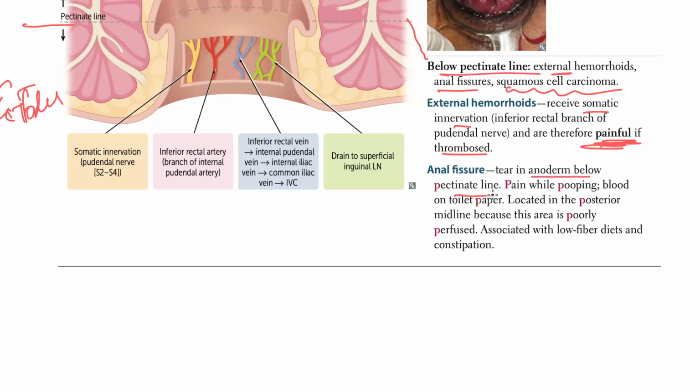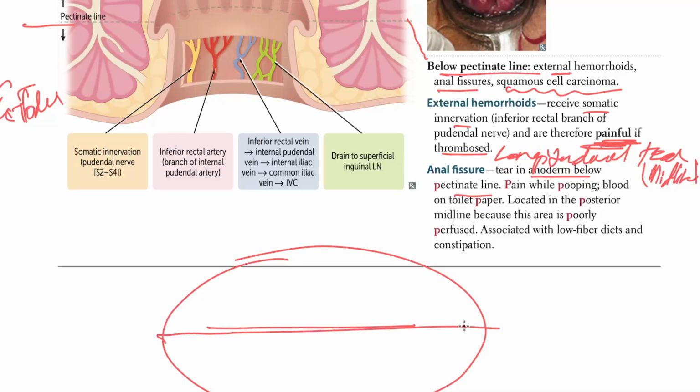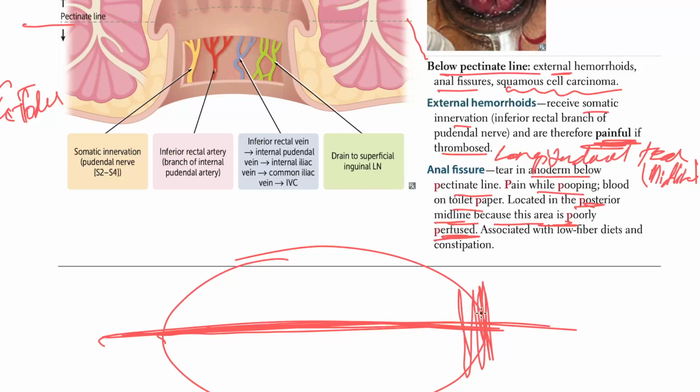Now the question might ask you, where's the tear? It's a longitudinal tear. The second wording is the midline tear. Longitudinal, this is the anal canal. Longitudinal tear, this is also called the midline tear. Pain while pooping, blood on the toilet paper. Look at it in the posterior midline, because this area is poorly perfused. Most common location, posteriorly. Why? Because this is poorly perfused.